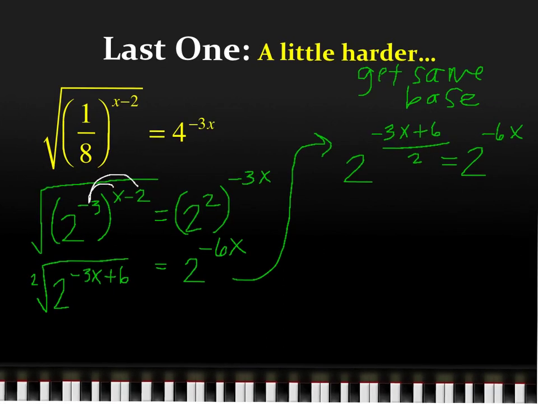Okay, so now we're at the point where we can set our exponents equal to each other. You don't have to simplify it all yet. We can solve it straight from here. So negative 3x plus 6 over 2 equals negative 6x.